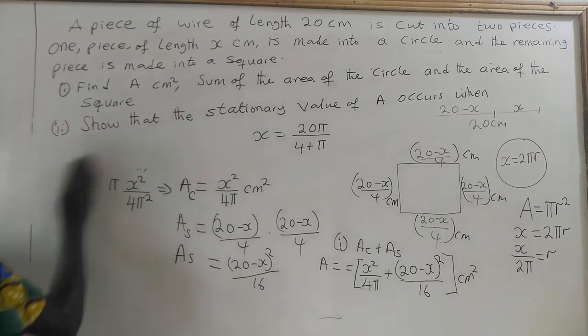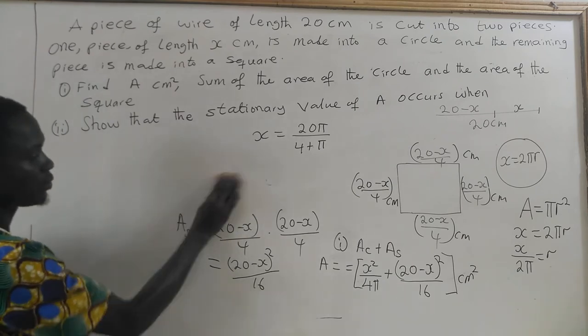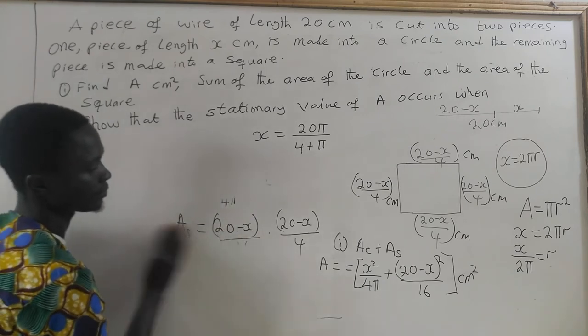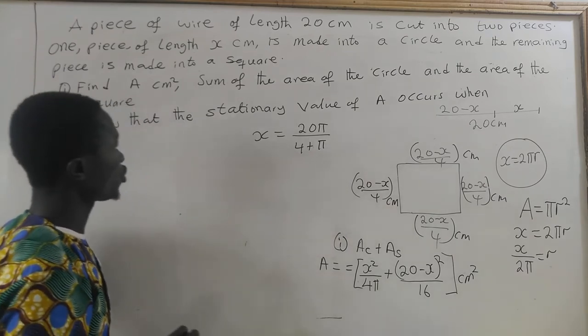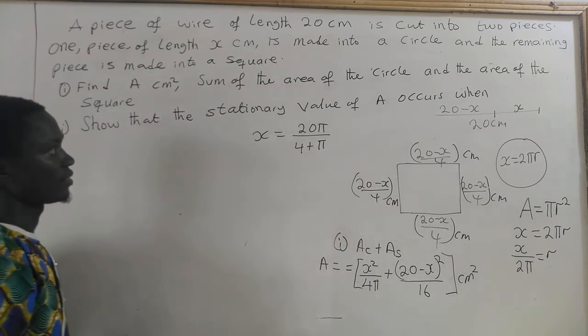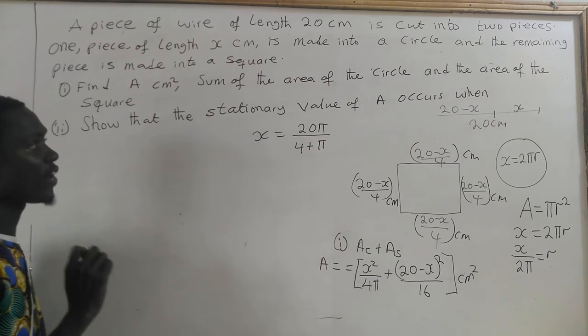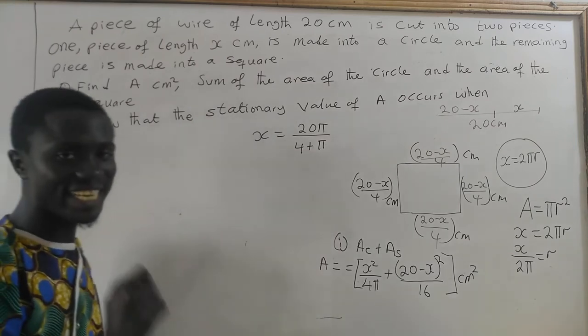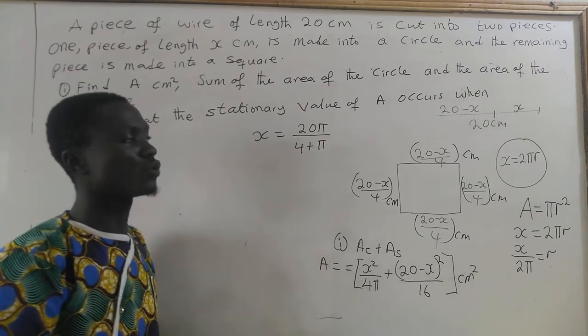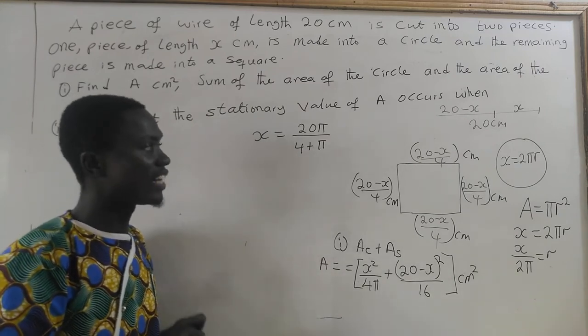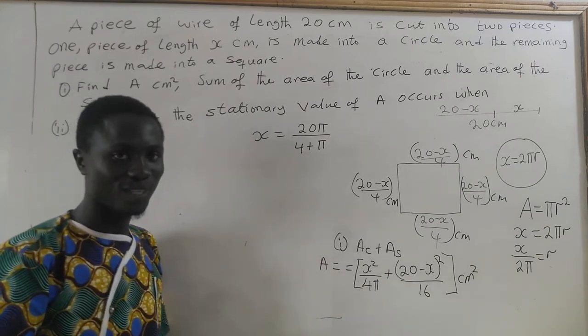Now, you are done with the first part, right? So let's do the second part. We are to show that the stationary value of A occurs when x equals 20 pi divided by 4 plus pi. Now how do we do this?